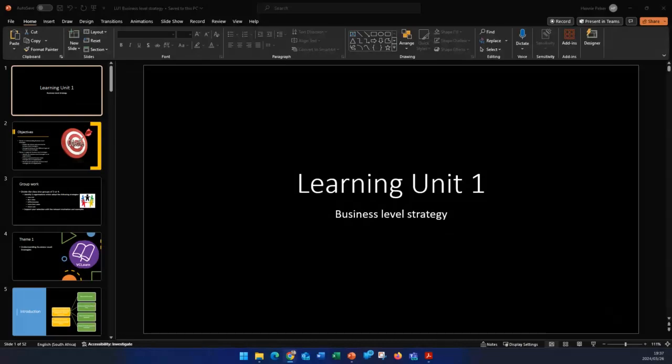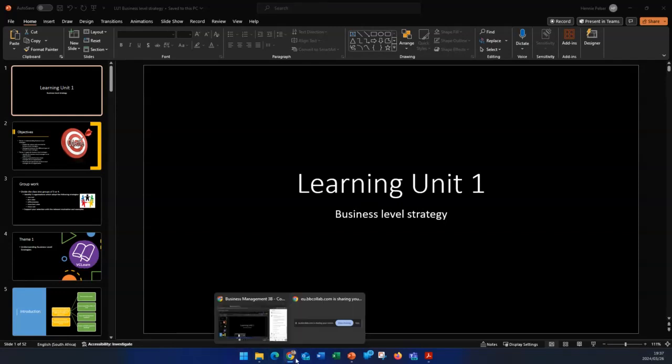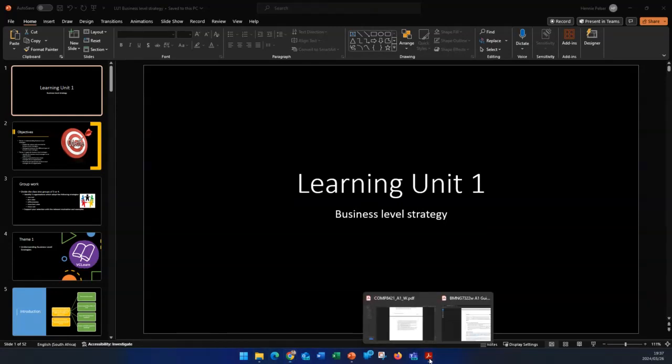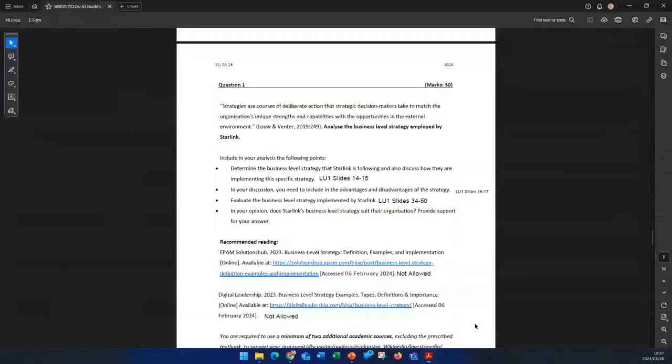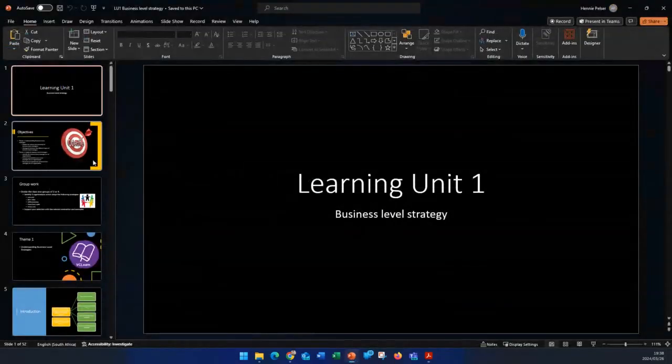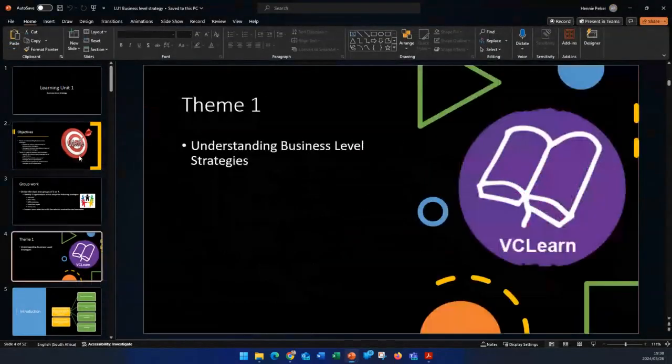Right. So let's have a look at the specifics in terms of assignment one. If we have a quick glance at the first question there, we're talking about the business level strategy that Starlink is following. If we look at the guidelines that I've given, it is Learning Unit 1, slides 14 to 15.